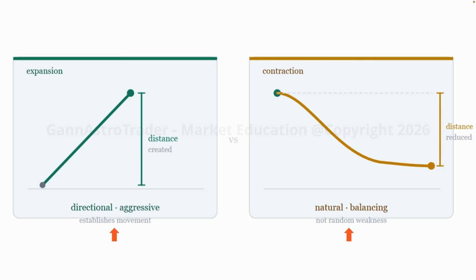Expansion is directional and aggressive. It creates distance and establishes movement. Contraction, on the other hand, reduces that distance. It is not random weakness, but a natural balancing process. Without contraction, movement cannot sustain itself.